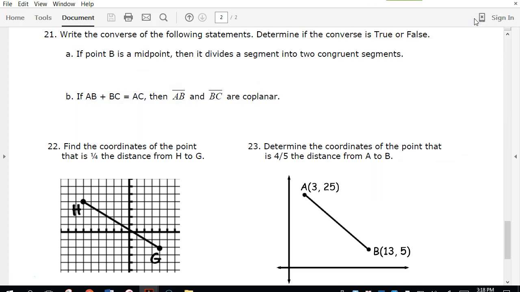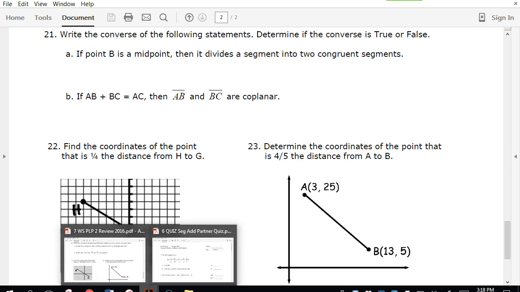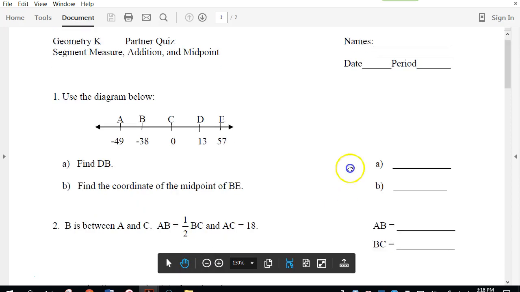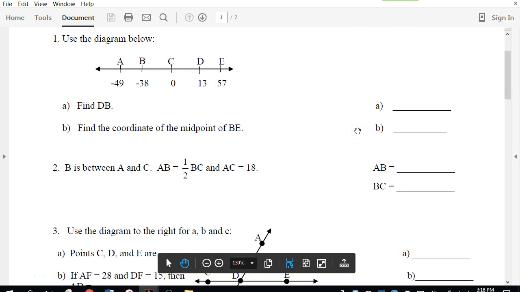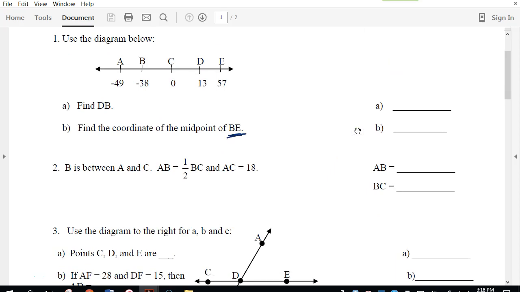Right before we leave, can we go over that question really quick? Yeah. You said 1B. What are your points? Do you have the same version? Yep, negative 38 and 57.